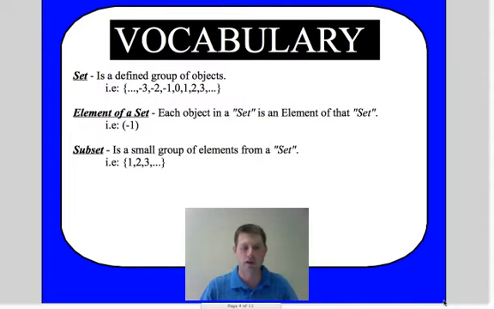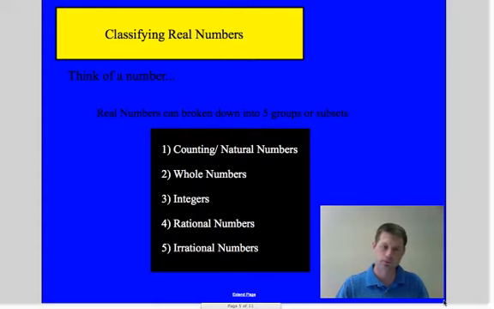So this would be like 1, 2, 3. That's a subset of numbers. This would be like if we were talking school population. You have boys and girls, a set of students in a school. Well, if we were to pull out just the boys, that would be a subset. If we were just talking about the boys, that's a subset. Each individual would be an element. Hopefully that gives you a good idea of what each of those words mean.